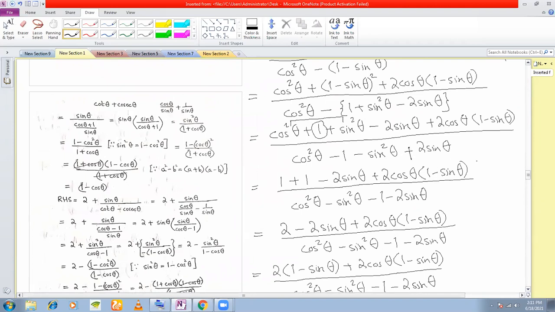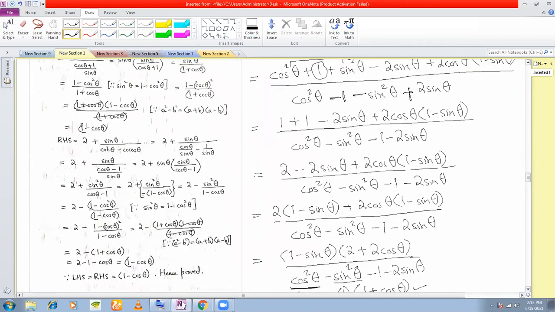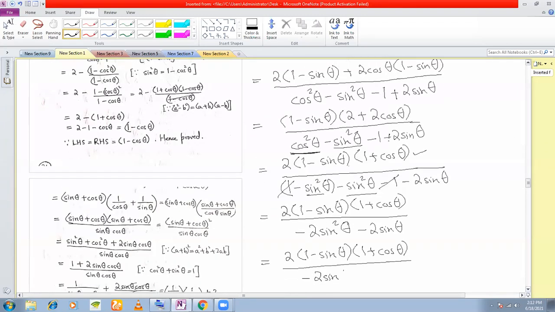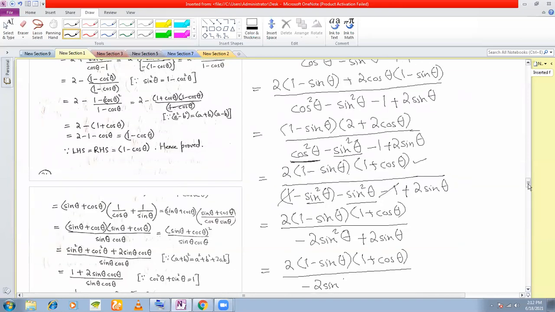This is plus 2 sine theta. See, when I'm opening a bracket here, I have changed the sign of this minus 1 minus sine square theta. So this should become a plus. So now I need to just change the sign of all this. This is plus, this is plus, plus, plus, plus, and this is plus.